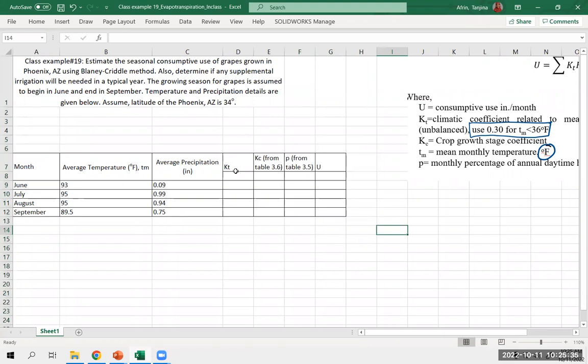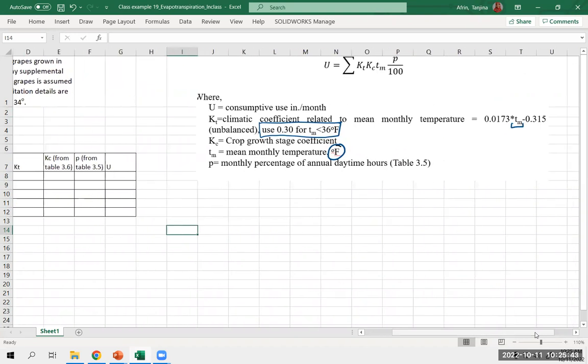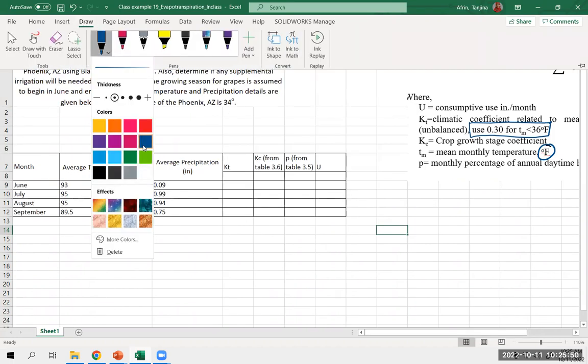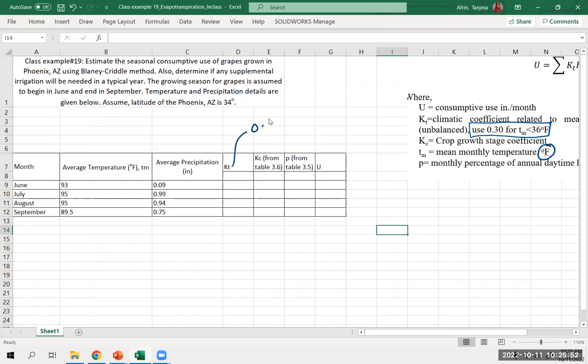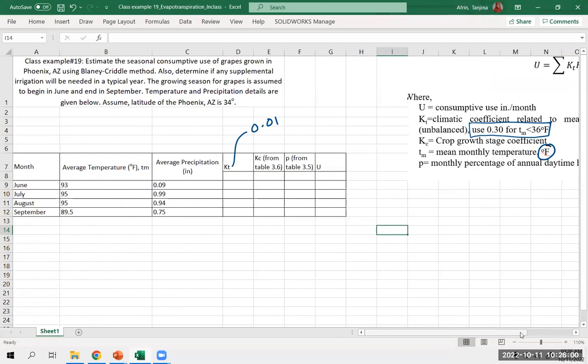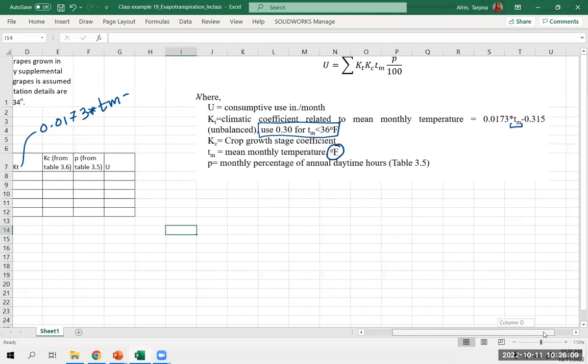So all of you, can you calculate the KT from that equation? What is the equation? 0.0173 Tm minus 0.315.